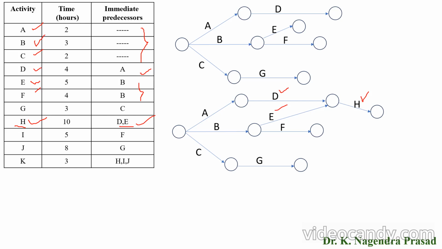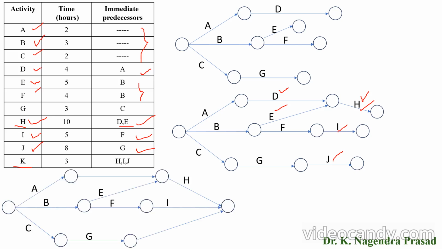Next, we have to look for the activity I. So for activity I, the immediate predecessor is F. So draw the activity I after completion of F. Next, we have to draw the activity J after completion of G. Here also observe the next activity K. For activity K, H, I, J are the immediate predecessors, which means after completion of activities H, I and J, activity K will start. Then we have to modify the activities H, I and J like this. Then we have to draw the activity K.